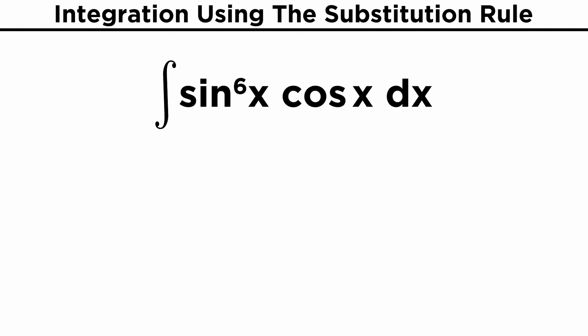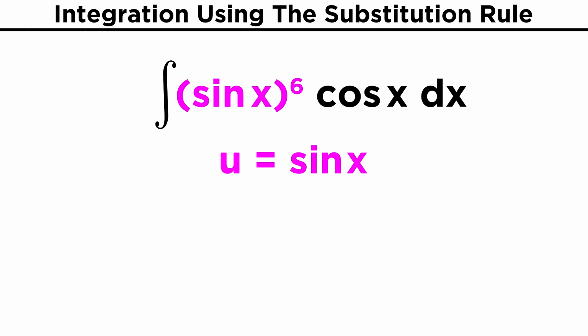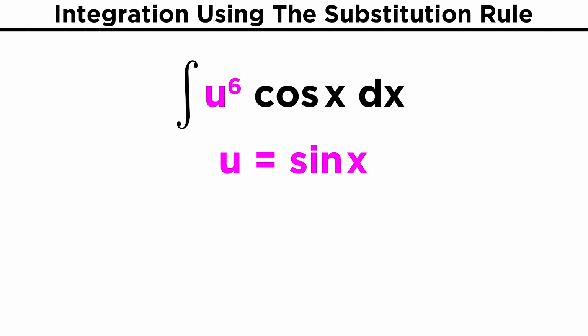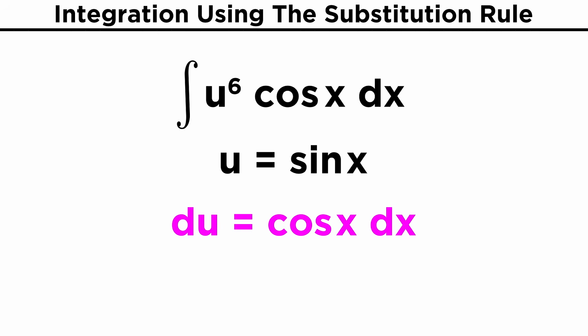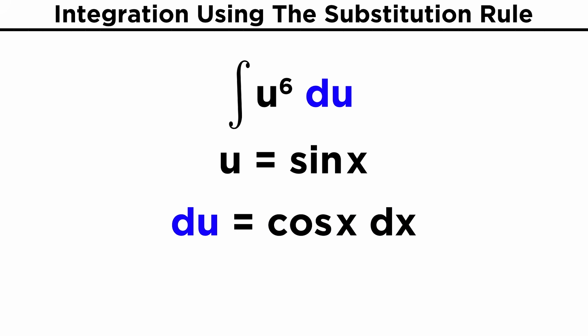Let's do a couple with trig functions. How about sine to the 6th x times cosine x dx? The sine term has more going on with it, so why don't we try representing sine x as u? Remember, sine to the 6th x just means the quantity of sine of x raised to the 6th power. So this just becomes u to the 6th. Then du over dx equals cosine x, so du equals cosine x dx. That is indeed present, so let's just make the rest of this equal to du, and we are ready to go.